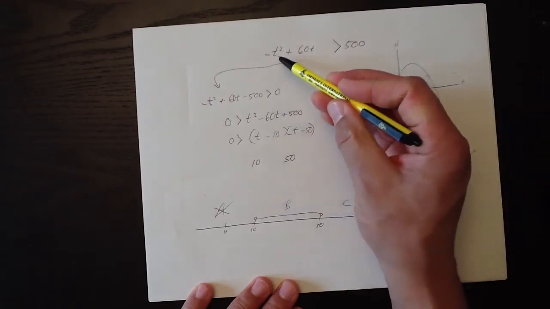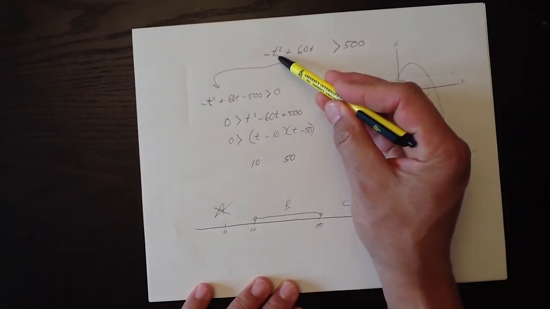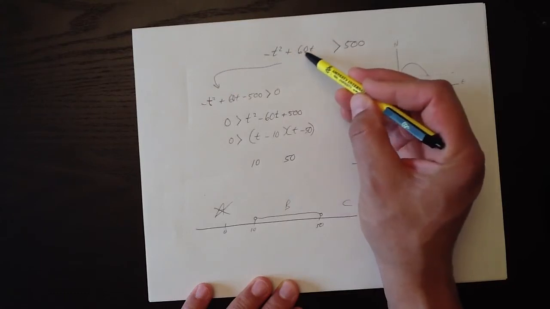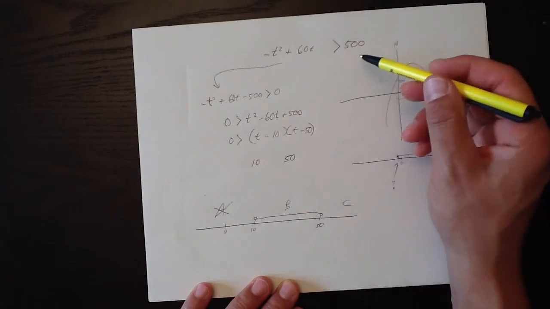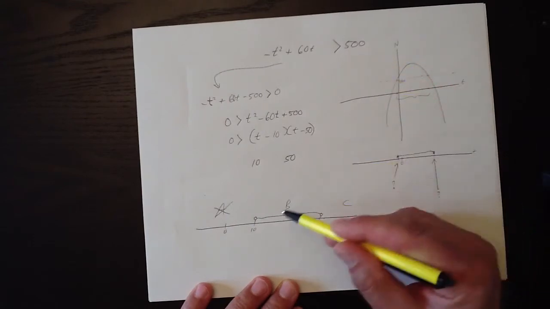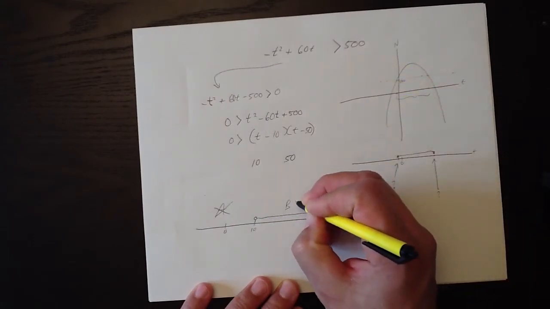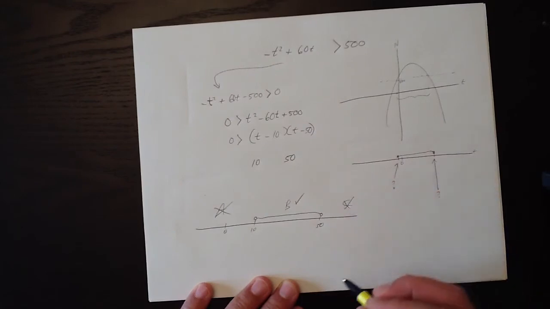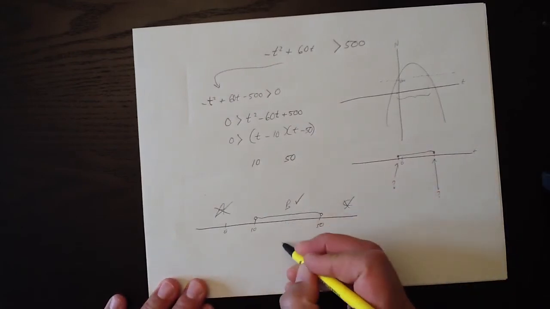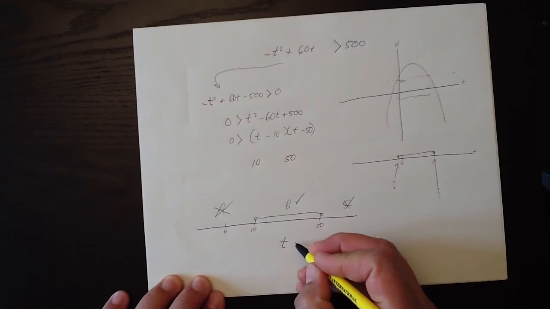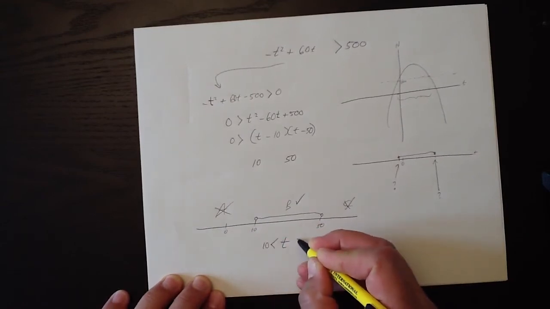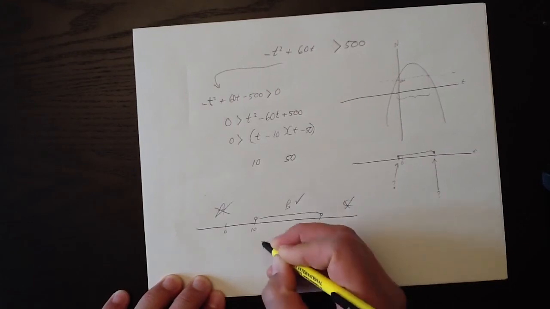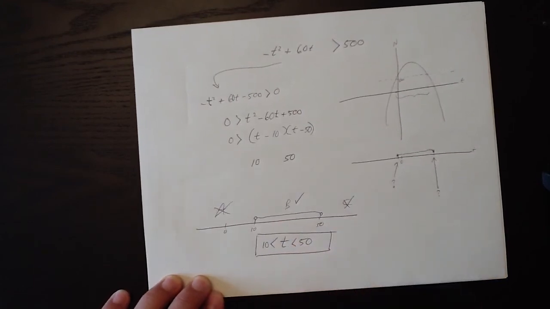Let's try it out again with 20. 20 times 20 is 400. Negative 400 plus 1,200, still greater than 500. Yeah, that's 800. That's correct. So B works and C does not. So we know that t has to be greater than 10 and less than 50. That's our answer.